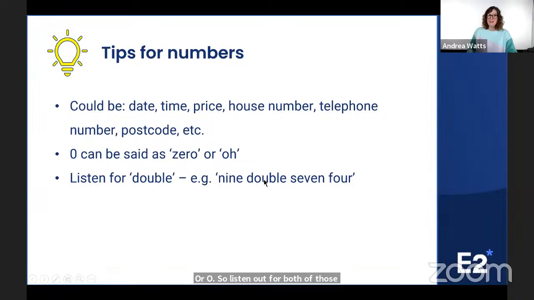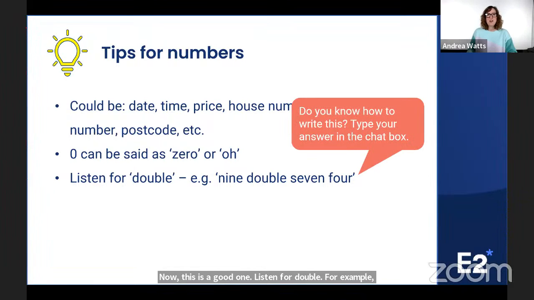Now, this is a good one. Listen for double. For example, 9774. Do you know how to write this number? Type your answer in the chat box. How would you write the number 9774?